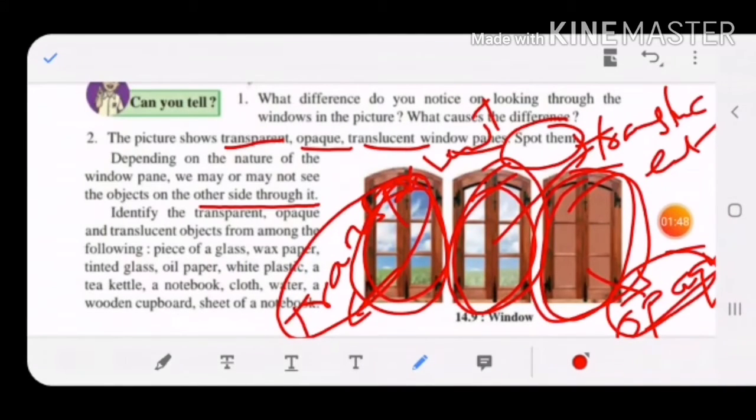So they have given us some things, and we have to identify transparent, opaque and translucent objects like piece of glass, wax paper, tinted glass, oil paper, white plastic, tea kettle, notebook cloth. We could not see anything from that. So they are what? Opaque. Water, wooden cupboard. Can you see anything from the wooden cupboard? The other side? No. Sheet of notebook. We could not see anything from such things. So they are opaque. Piece of glass? Yes, it is transparent. So we could see from that. Yes or no? So we have to identify the materials which are transparent, opaque and translucent.